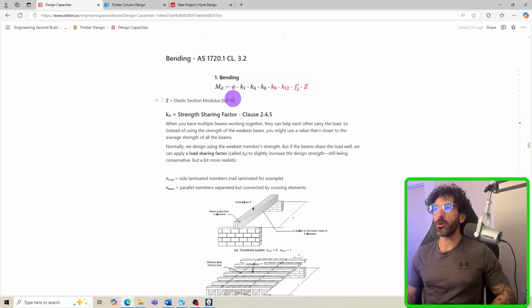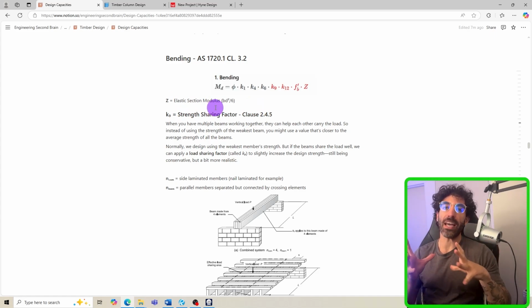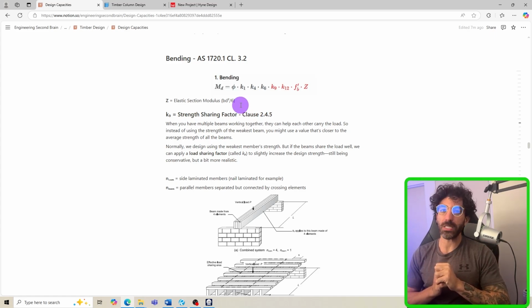The new variables that we are introducing to the equation now are K6, K12, FB, and Z. Z is the elastic section modulus, which is a geometric property used in the design of flexural members. For a rectangular cross-section, it's BD squared divided by 6. You should be familiar with that already from when you studied mechanics of materials.